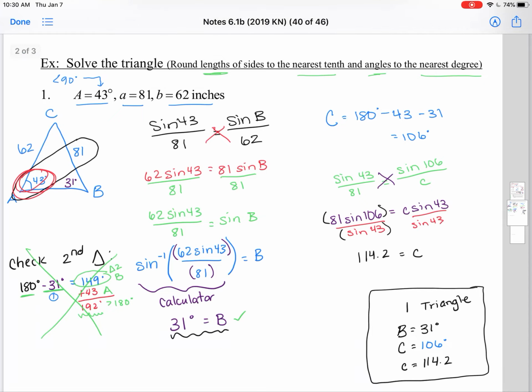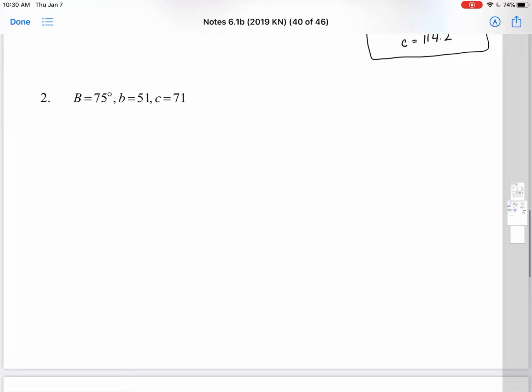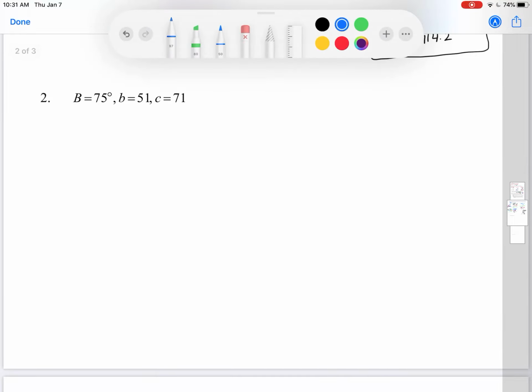All right, so we're going to go ahead and try question 2 now. Again, we're testing for ambiguous cases, so remembering the steps. In question 2, this time I'm not given angle A, but the same rules apply. I'm still given two sides, and I'm still given an angle. In this case, my angle is 75 degrees, which is still less than 90 degrees, so I'm still going to have to check.